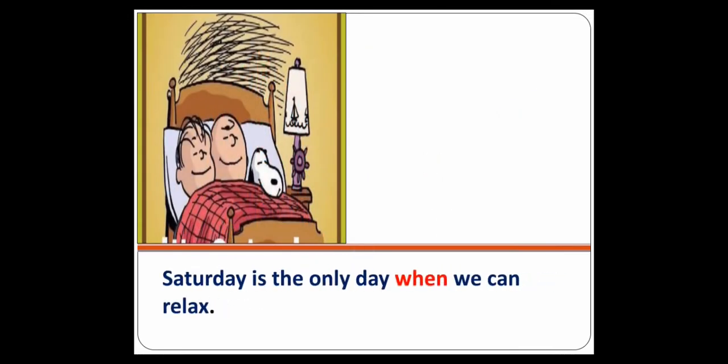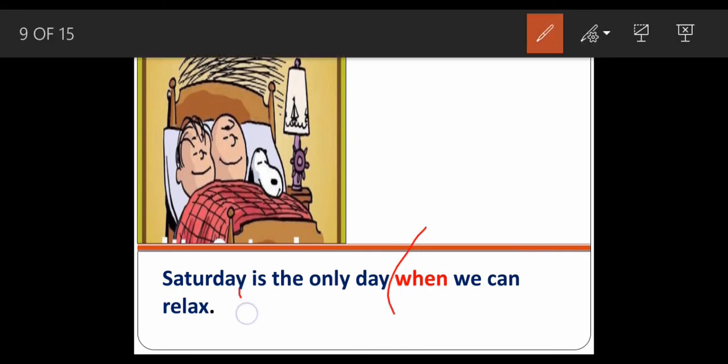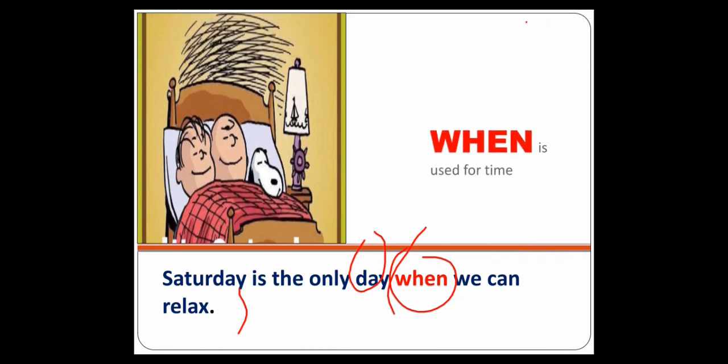Now another example, Saturday is the only day when we can relax. So Saturday is the only day when we can relax. Now the relative clause here is when we can relax. And the relative pronoun is when. Now look at the noun here, it's day, is the only day. And day refers to time. So when is used for time. So when we want to describe time, we don't use where, we don't use who, we don't use which, but we use when. Saturday is the only day when we can relax.